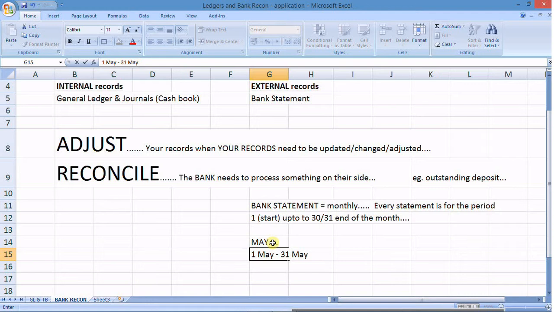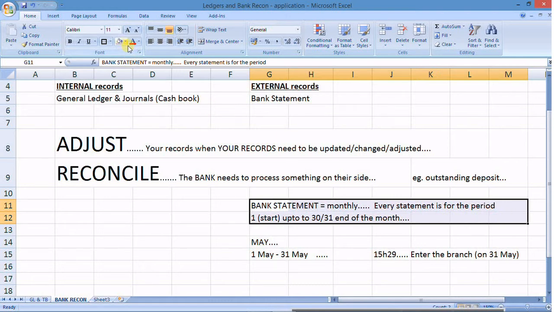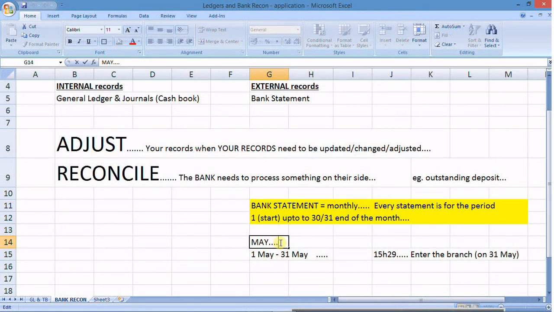If May has 31 days, what happens if you go into the branch? Let's assume the 31st of May is a business day. The branch opens, and you go into the branch at 3:30 before they close their doors. You enter the branch on 31st May. But remember, your statement is going to show the period 1 May to 31st May. That's what the statement is going to show for May.